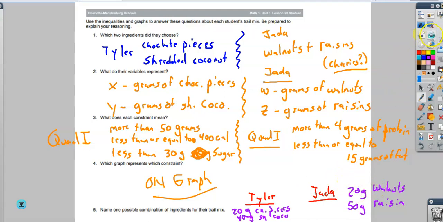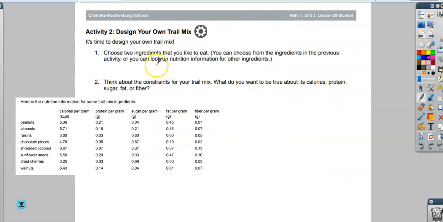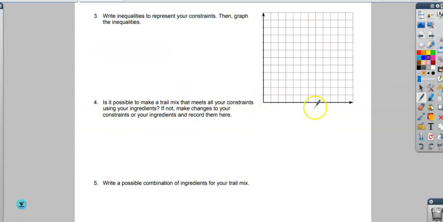So for you, activity 2, choose two ingredients you like to eat from here or wherever. Think about and write your constraints. Do a weight constraint. You could stick with the one they did, that's fine. But then do a calorie, protein, sugar. Just pick two ingredients, pick two categories, write the constraints. Don't forget about making it a first quadrant graph. So in the end, you should have 5 inequalities. And then see if you can graph those in the first quadrant.